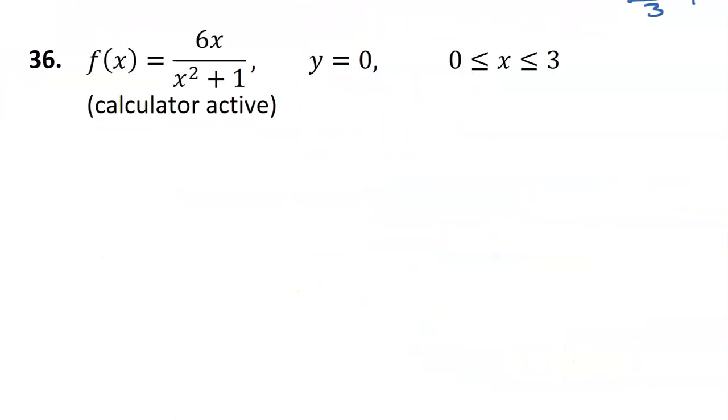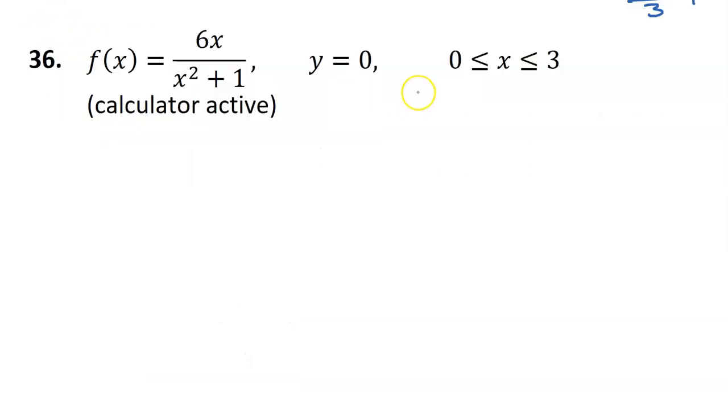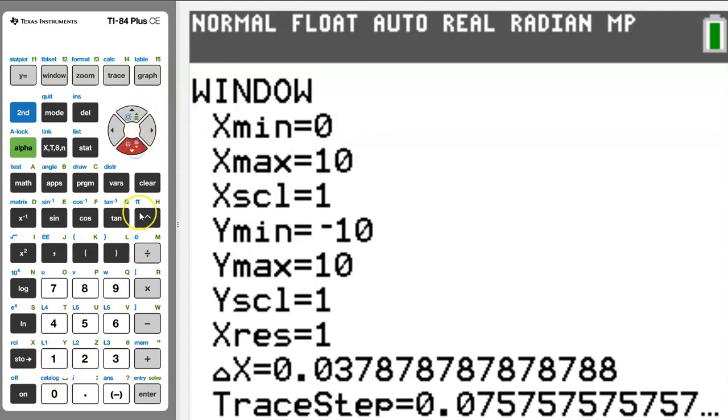Problem number 36 is calculator active, so we will let our graphing calculator do most of the work. Hit y equals and type f of x into y1. Before we graph, let's adjust our window a little. The x values are between 0 and 3. So hit the window button and let's let x min be 0 and let's let x max be 3. Let's go ahead and hit graph and see what we have so far.